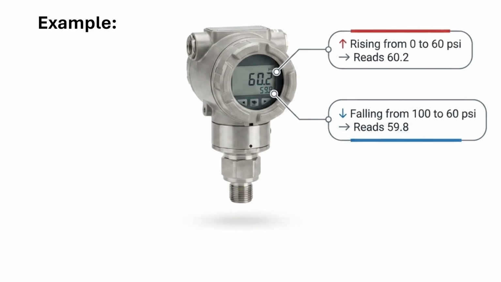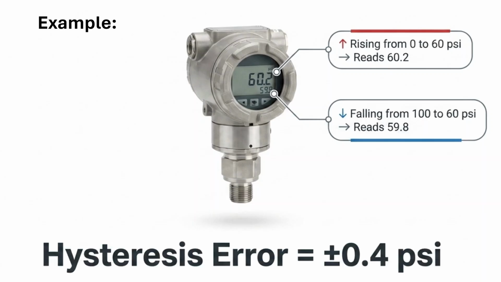Let's make this concrete. As a first example, say you have got a pressure transmitter calibrated from 0 to 100 psi. When pressure rises from 0 up to 60 psi, the output reads 60.2. When pressure drops from 100 back down to 60 psi, the output reads 59.8. That's a 0.4 psi difference. And that's the hysteresis error. It doesn't sound like much, but in a tight control loop or a safety application, that kind of inconsistency can cause real problems.